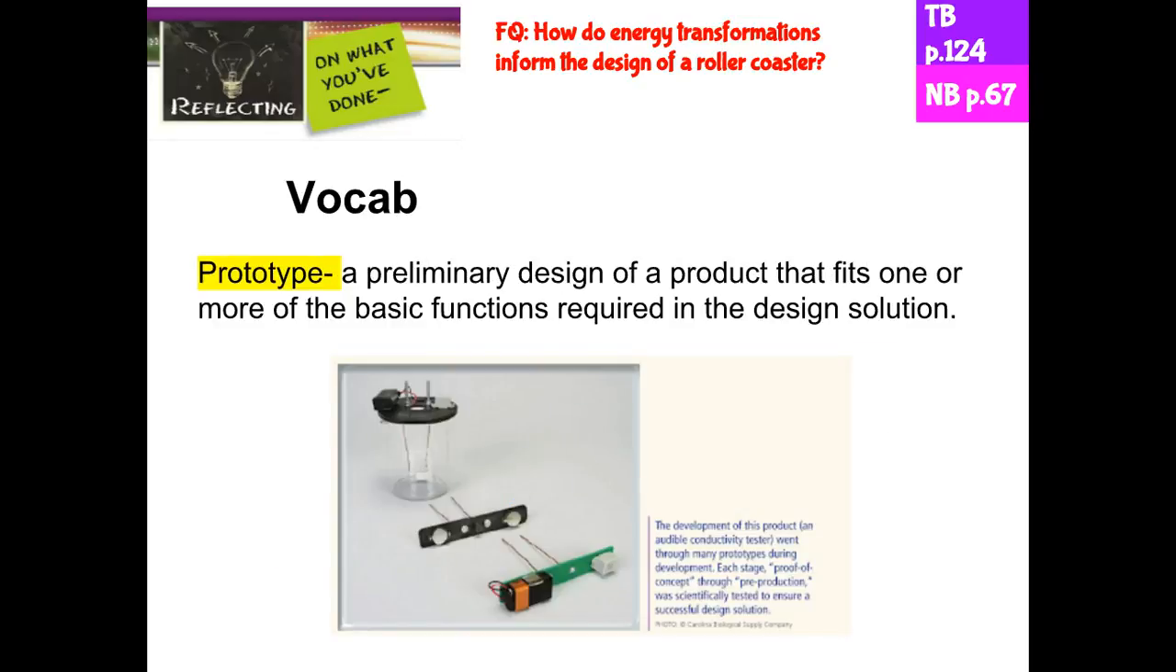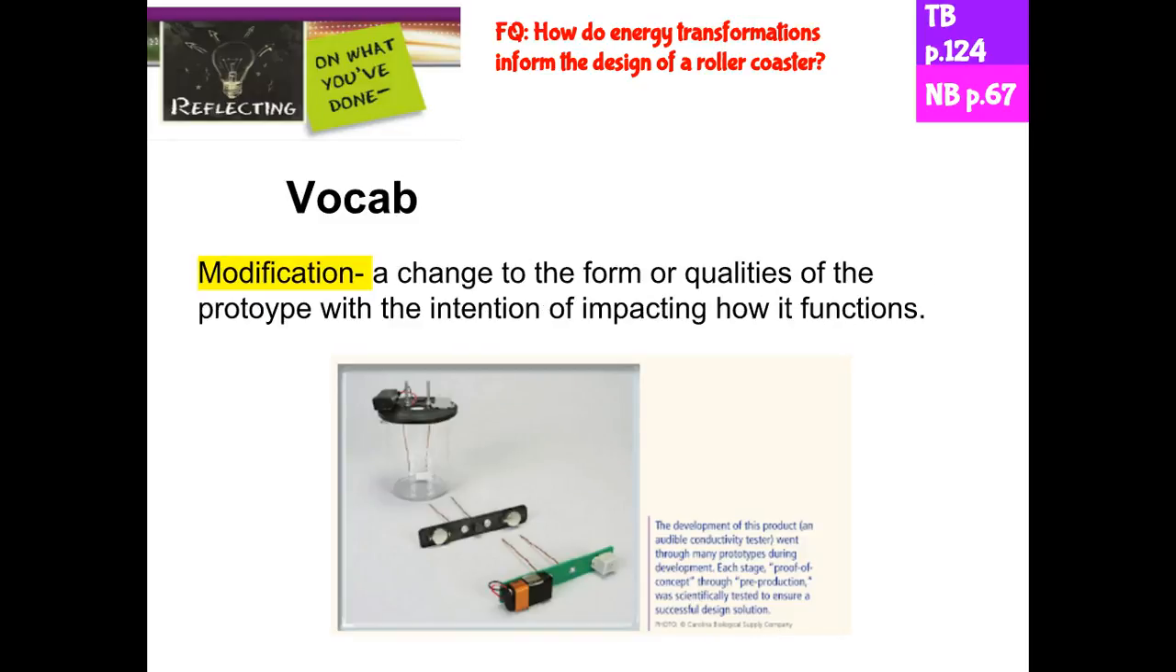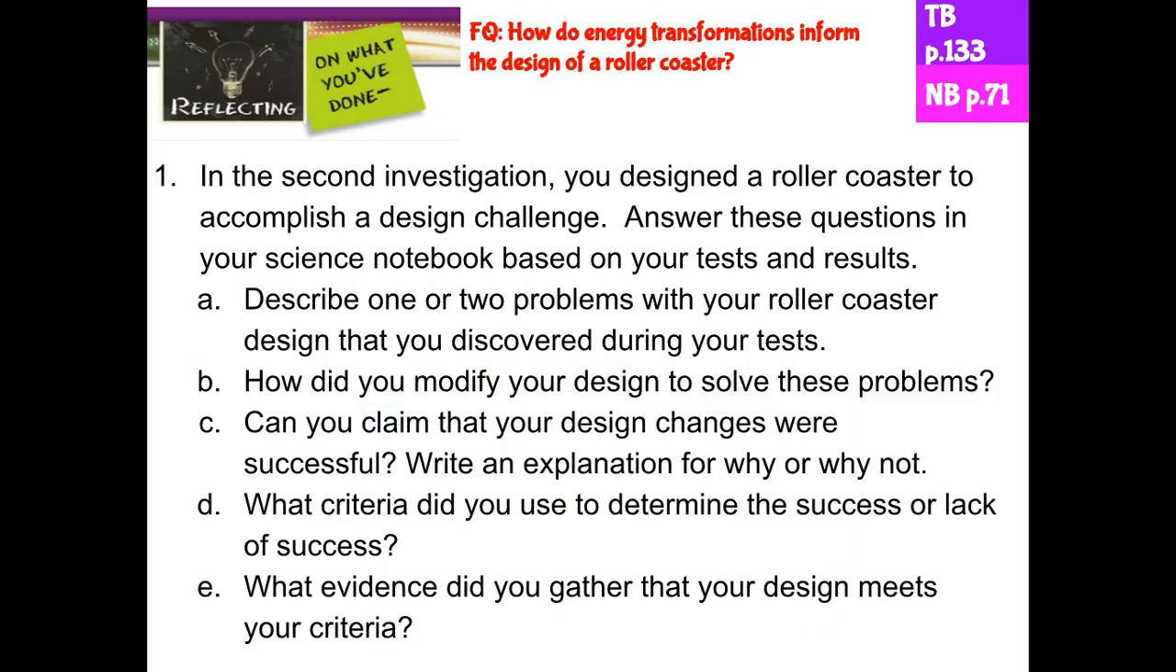Prototypes are a preliminary design of a product that fits one or more basic functions required for the solution. So a prototype is your first trial. You're thinking about what you need to build and then making the first model, the first design, to see how it goes. And then modifications are a change to the form or qualities of the prototype. You did this on your roller coaster. Your first design was the prototype, and you made modifications to make it better and better as you went.